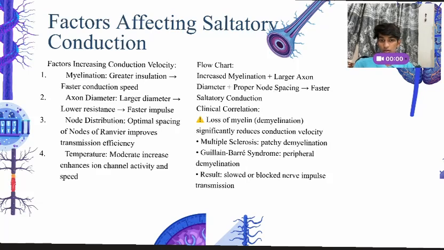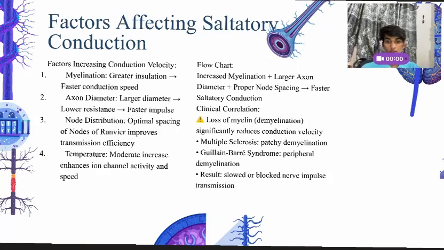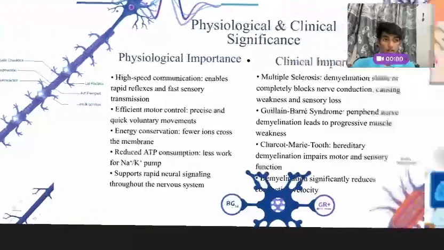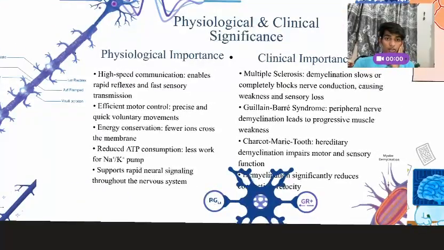Clinical correlation, let's understand it like this. Loss of myelin is called demyelination. It reduces conduction velocity. Examples are multiple sclerosis and Guillain-Barré syndrome, that is peripheral demyelination, which results in slow or blocked nerve impulse transmission. Now let's see the physiological and clinical significance.